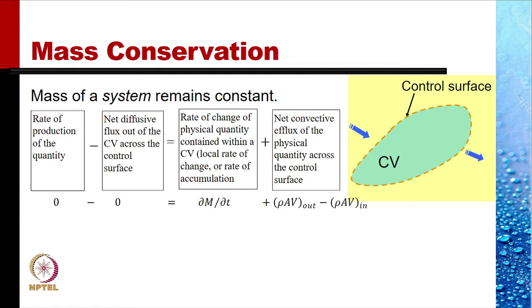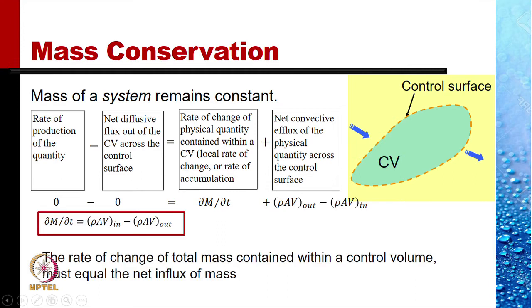This can be manipulated to give ∂m/∂t, the rate of accumulation of mass within the control volume, is equal to the net efflux of mass across the control surface. This is the form of the mass conservation equation that we use in fluid mechanics.